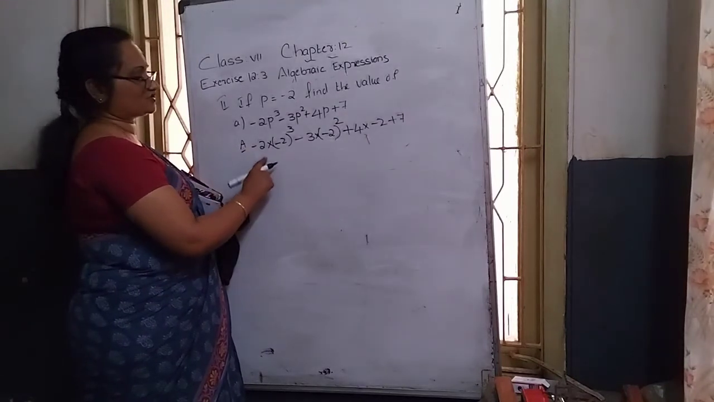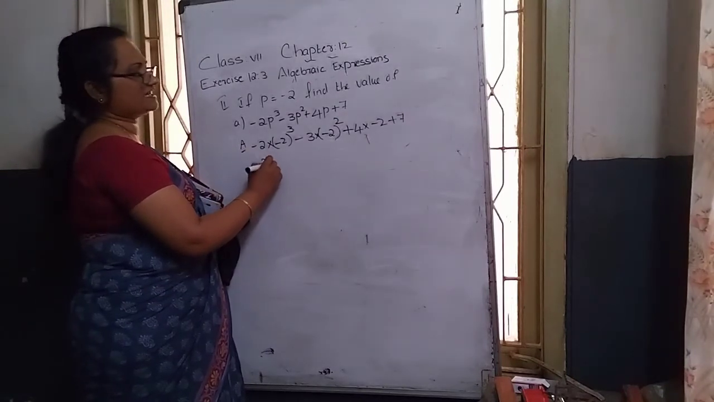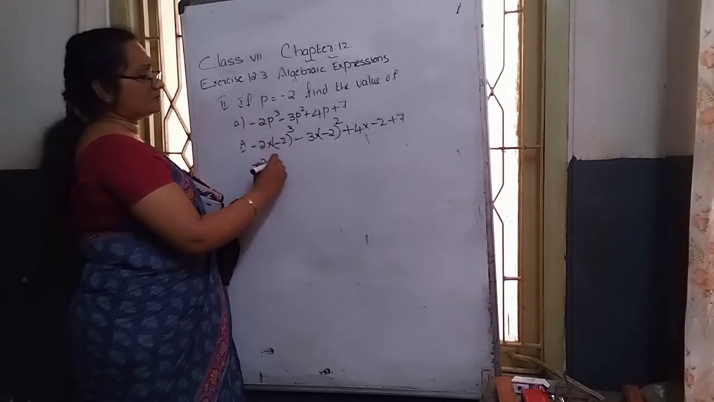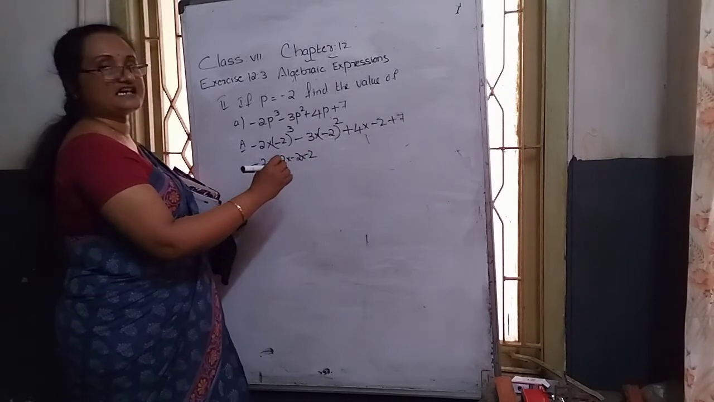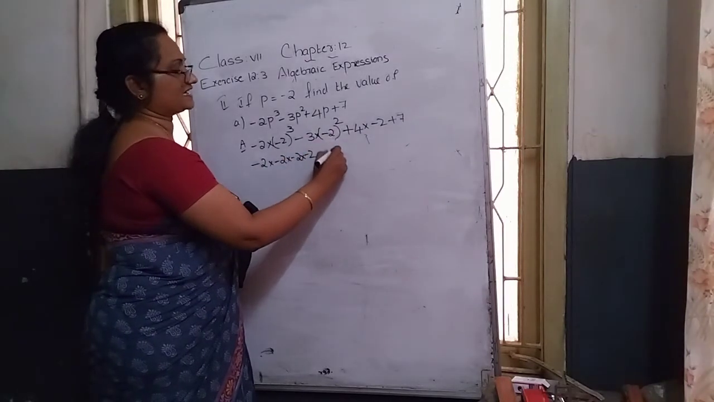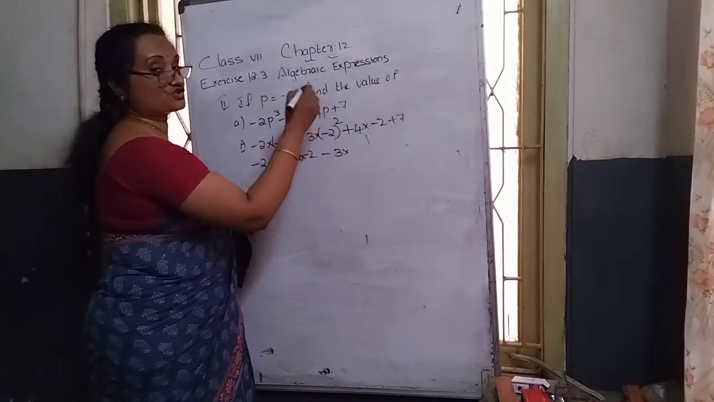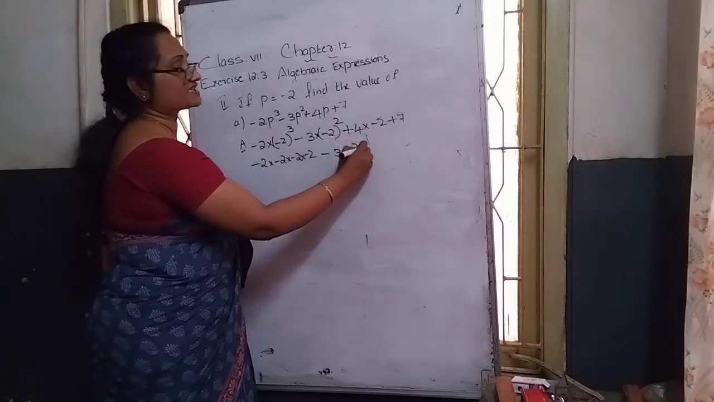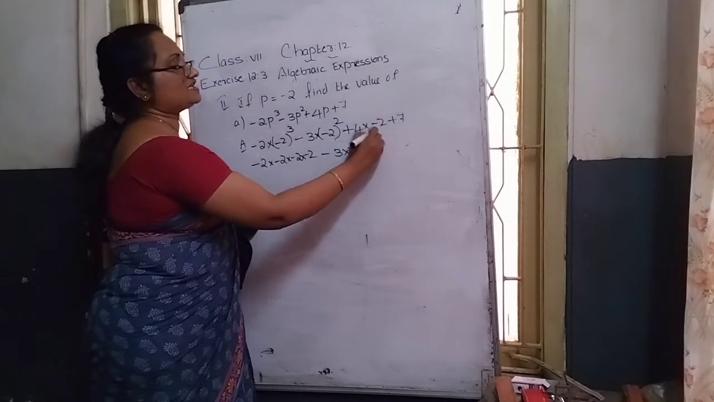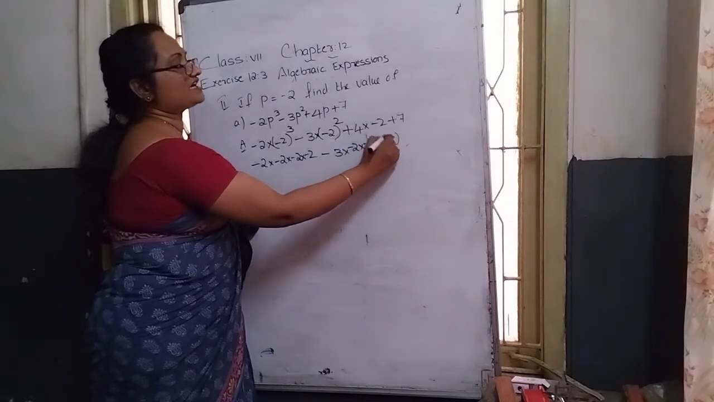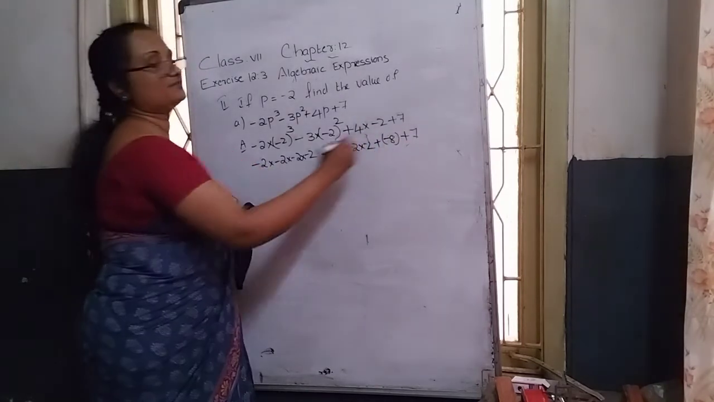Again calculation. The first term we can expand: minus 2, the whole cube, means minus 2 how many times? Multiply 3 times. The second term: minus 3 into minus 2, the whole square, means minus 2 how many times? Multiply 2 times, expand and write. Plus 4 into minus 2 becomes how much? Minus 8. Plus the last term becomes 7.